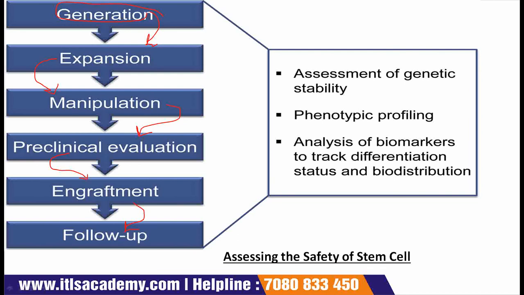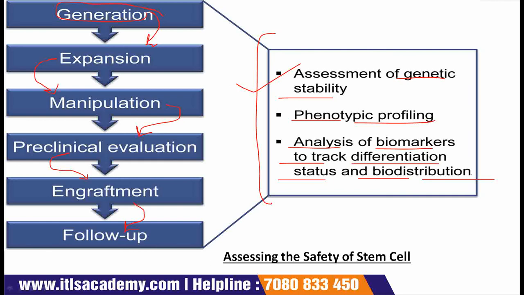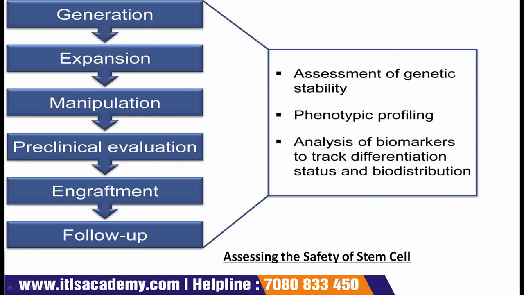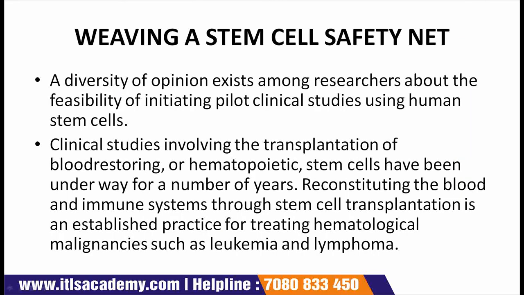The summary of all these steps is assessment of genetic stability, phenotypic profiling, analysis of biomarkers to track differentiated status and biodistribution. Weaving a stem cell safety net.